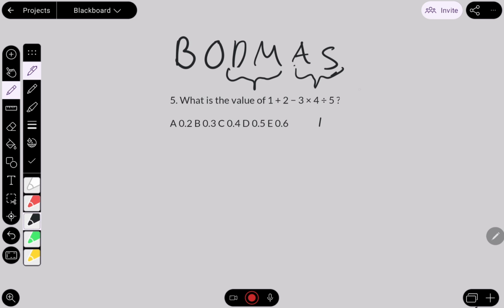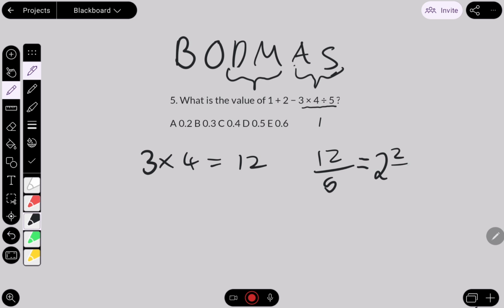No. But there is a division and a multiplication. 3 times 4 divided by 5. We solve that first. 3 times 4 is 12. 12 divided by 5. Now, if we keep that as a fraction, we get 2 and 2/5, which is 2.4.